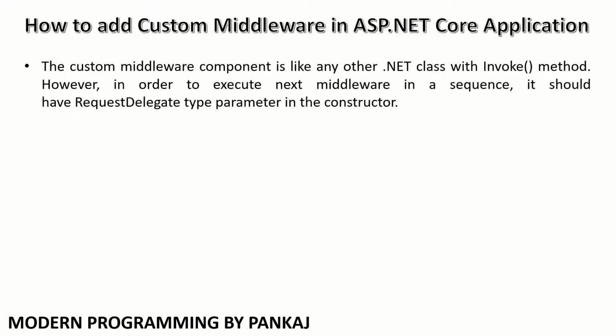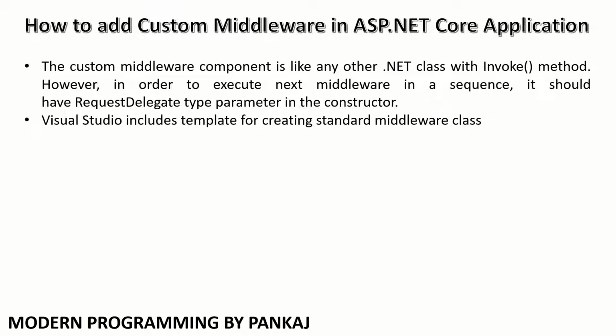If you want to add custom middleware in an ASP.NET Core application, we can follow some steps. I will tell you how we can do that. First, what is a custom middleware component? It is like any other .NET class which has an invoke method. However, in order to execute the next middleware in a sequence, it should have a request delegate type parameter in the constructor. Visual Studio includes a template for creating a standard middleware class.